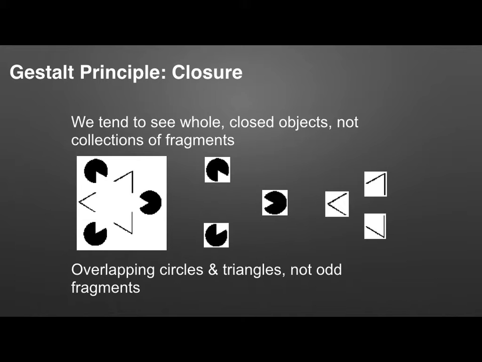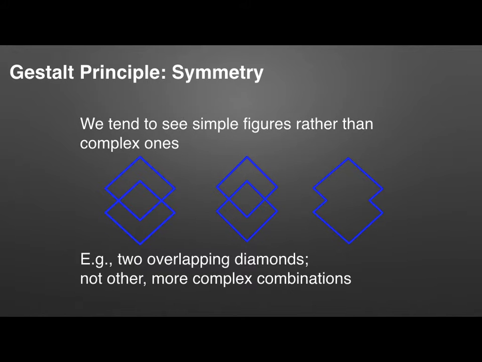We're trying to make a closed object, even though there are no triangles in this image at all. We can see quite a few of them by the combination of the edges. Symmetry. Anybody choose symmetry? Okay, a few chose symmetry. Basically, we try to see symmetry where we can. We try to make things as simple as possible, seeing this as 2 diamonds rather than a segment and then an angled segment and kind of the components.